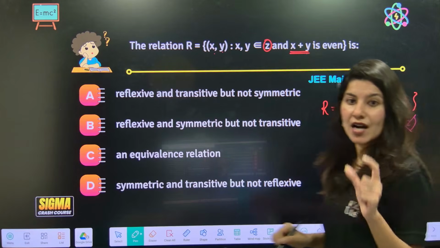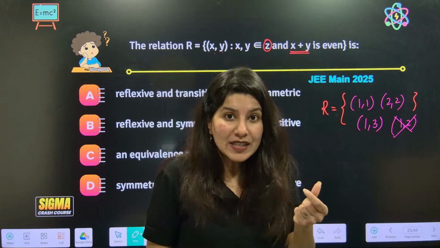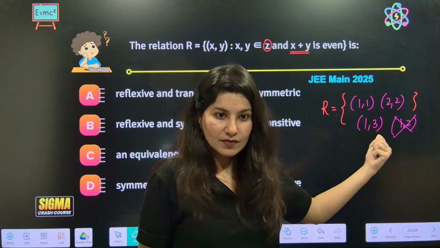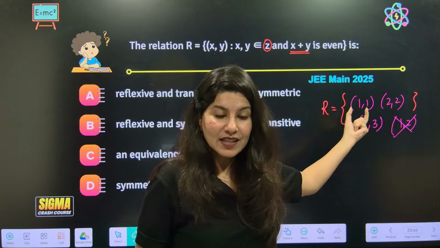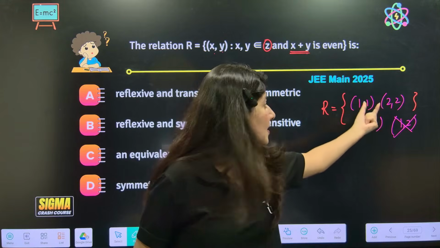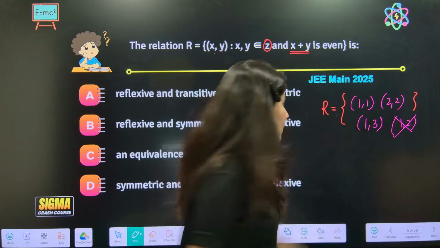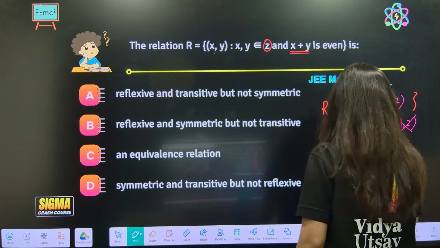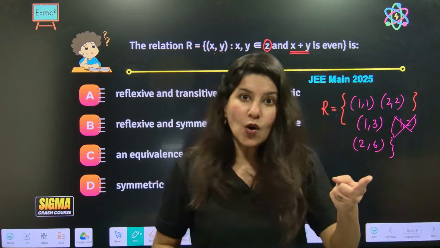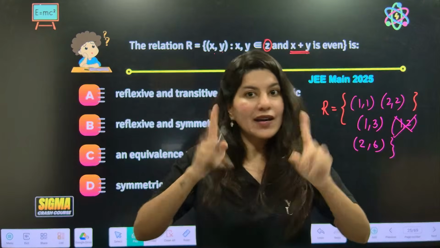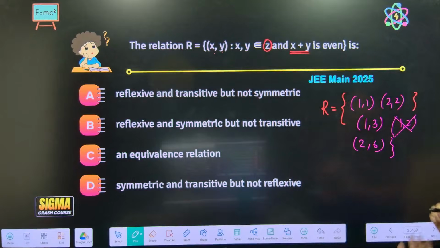That means, understand, any two integers of the same parity will sit inside my relation. Same parity odd-odd, yes. Same parity even-even, yes. (2,6) even-even, yes. But the moment you write (1,2), one is an odd number and one is an even number. If you add, you are not going to get an even number. So this is my understanding.